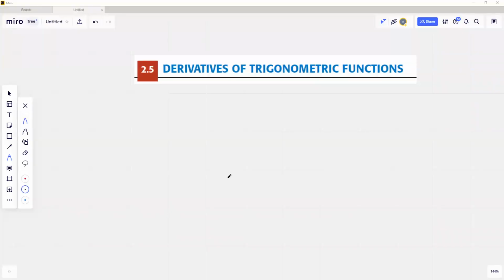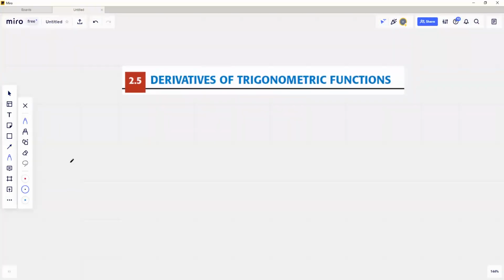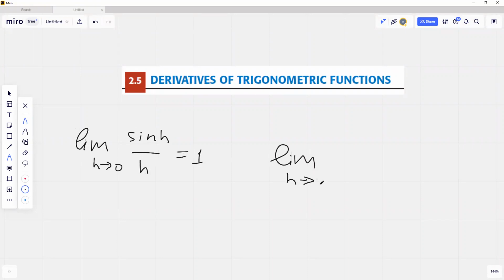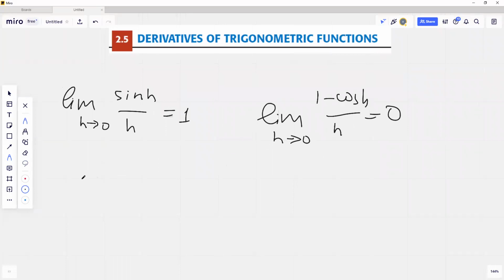Welcome, students. In this video, we are going to study the rules for taking derivatives of trigonometric functions. First, let's start by recalling the following two limits. The limit when h is approaching 0 of sine of h over h is equal to 1, and the limit when h is approaching 0 of 1 minus cosine of h over h is equal to 0. We have shown these two limits using the squeezing theorem. We are going to use them in a second.